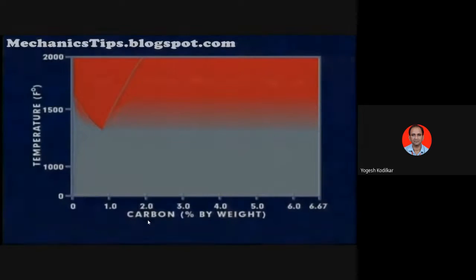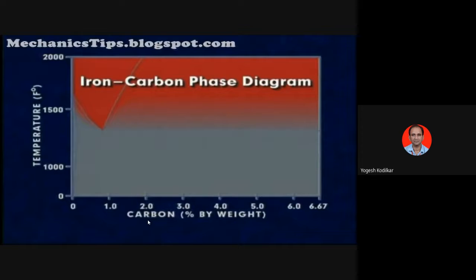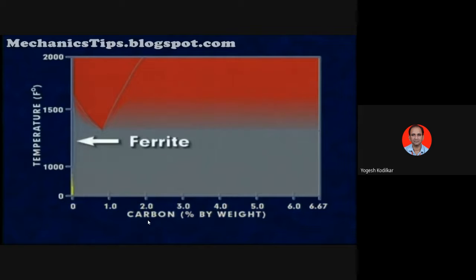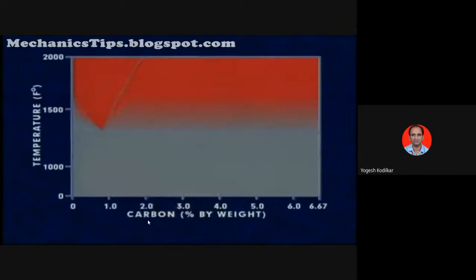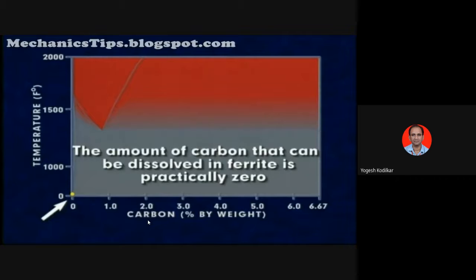This diagram is the iron-carbon phase diagram. Let's examine how temperature and carbon content combine to provide a variety of metallurgical structures. The left-hand side of this diagram is ferrite. Ferrite is iron containing an extremely minute amount of carbon. At room temperature, ferrite is magnetic, relatively soft, and has a body-centered cubic crystal structure. At room temperature, the solid solubility, or the amount of carbon that can be dissolved in ferrite, is practically zero.